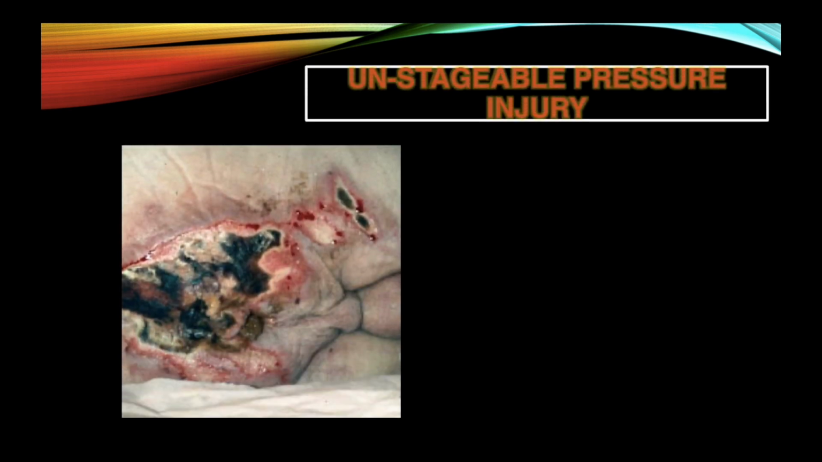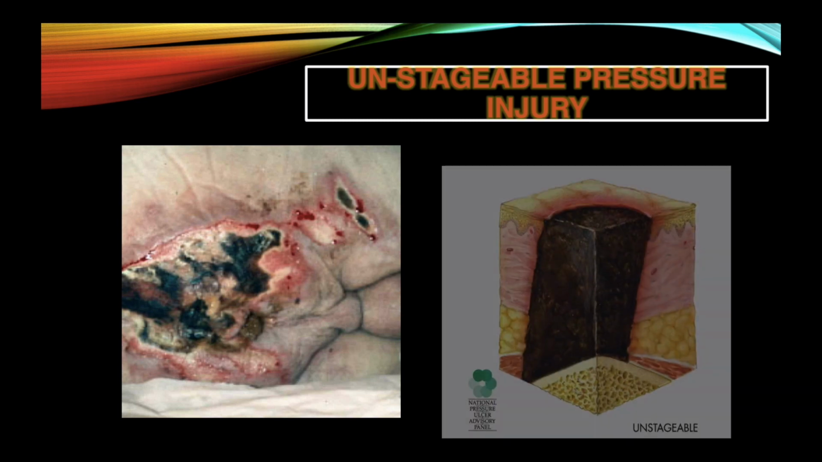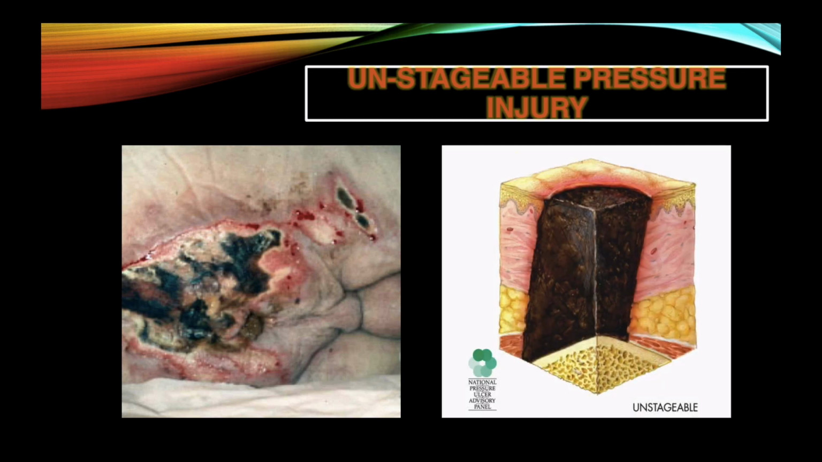Unstageable pressure injury. Full thickness tissue loss, in which the base of the ulcer is covered by slough, or yellow, tan, gray, green, or brown, and/or a scar. The tan, brown, or black in the wound bed. Base of the wound cannot be visualized.